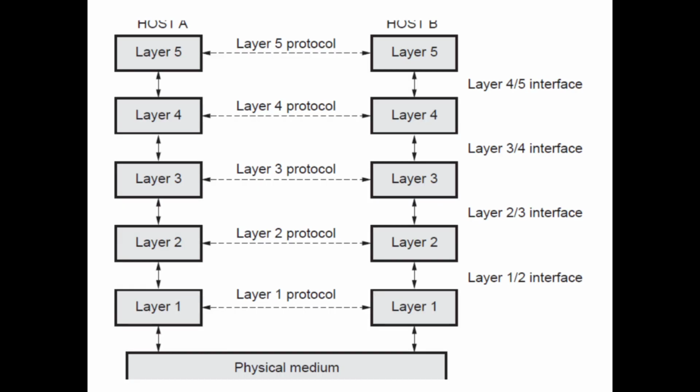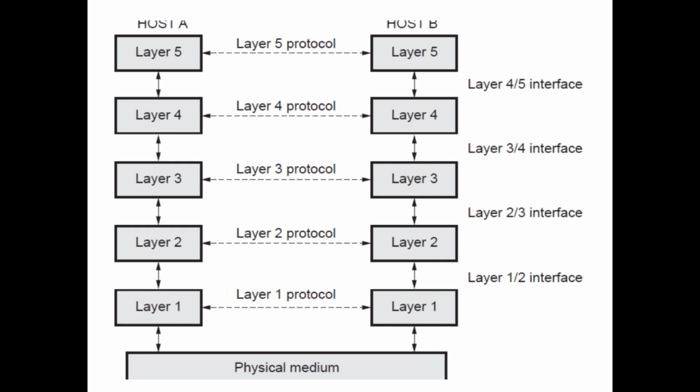Next one, and this is the protocol layering. We have 5 layers in host A and the same in host B, and between each layer there is an interface. What is an interface? Interface is an intermediate junction between the two layers, and these interfaces connect two different layers and help in the transmission of data from one layer to the other layer.